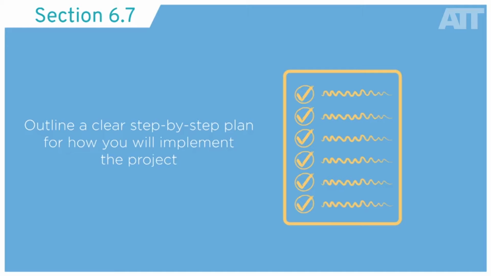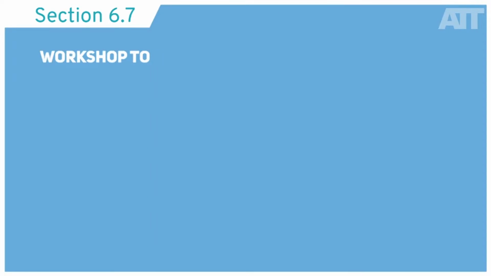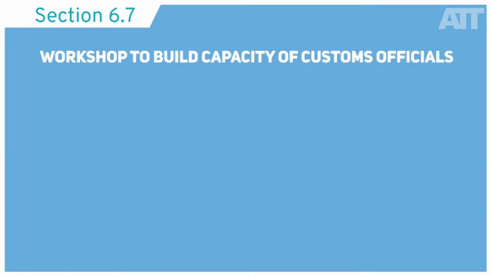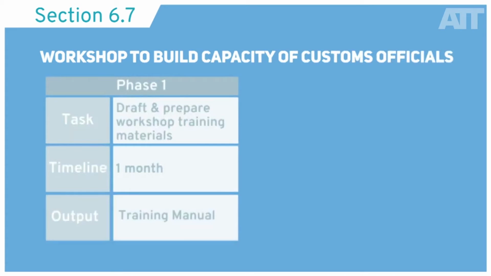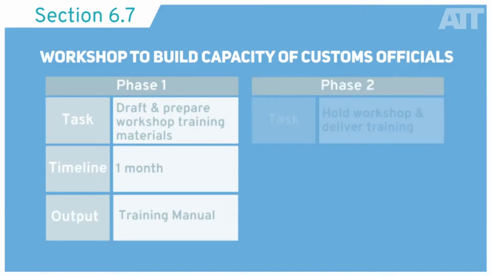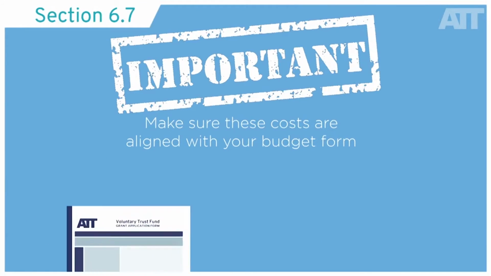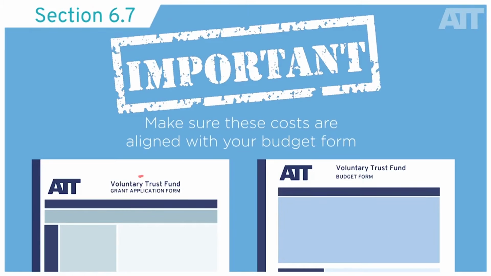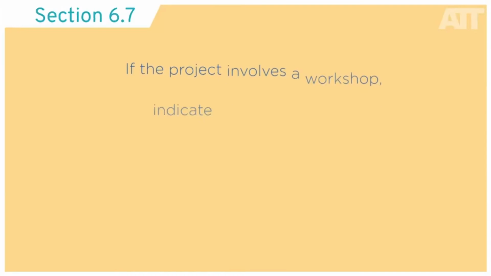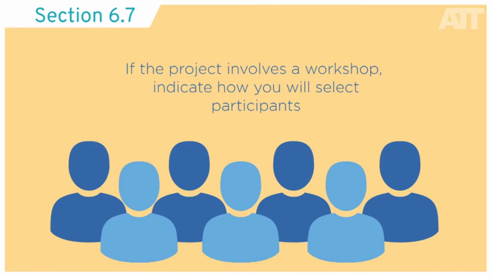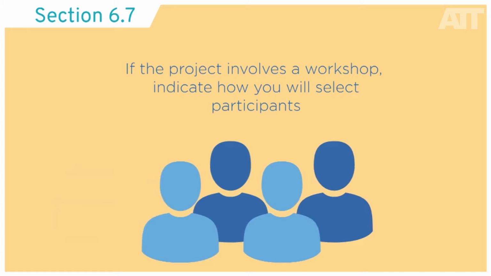This section should be detailed enough to show that you've identified all the steps needed to complete the project. For example, if the project involves a workshop to build capacity of customs officials on ATT implementation, it might be broken up like this. It's important that the cost associated with each phase or activity is aligned with your budget form. If the project does involve a workshop, you should indicate how you will select participants.